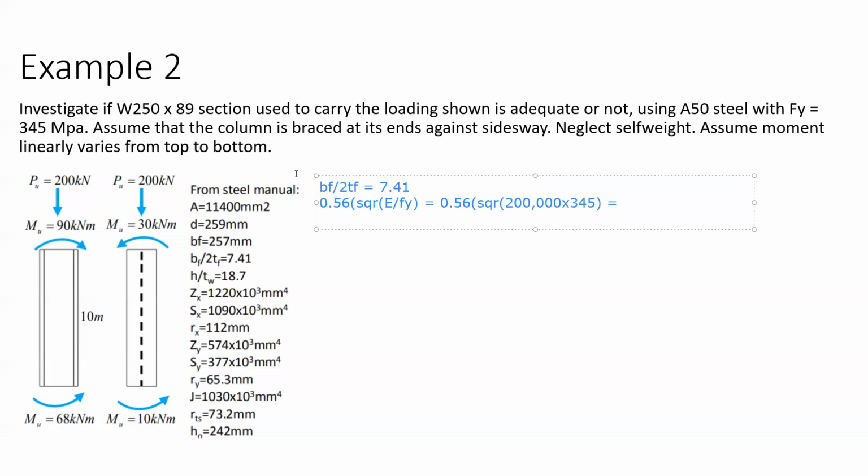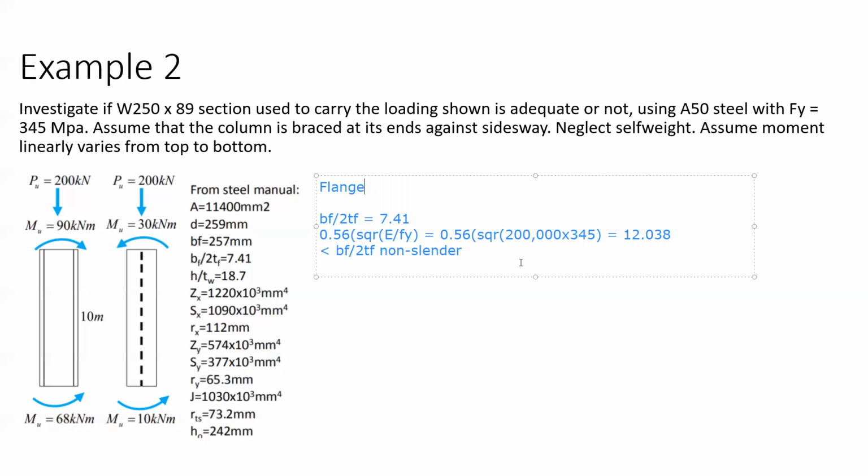So, ano 'to? 12.04. Ilan? 12.038. Therefore, this is less than our BF over 2TF. That means our wide flange here is non-slender. Okay? So, this is checking for flange pa lang.